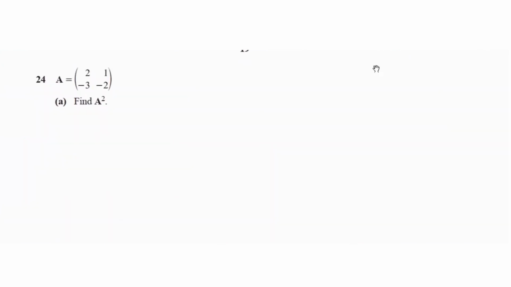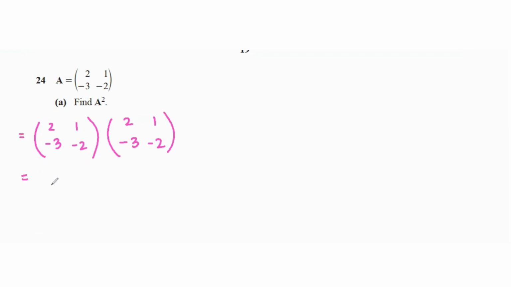Question 24 says A equals 2, negative 3, 1, negative 2. Find A square. So we're going to do 2, negative 3, 1, negative 2 times 2, negative 3, 1, negative 2. It's going to be 2 times 2 plus 1 times negative 3.